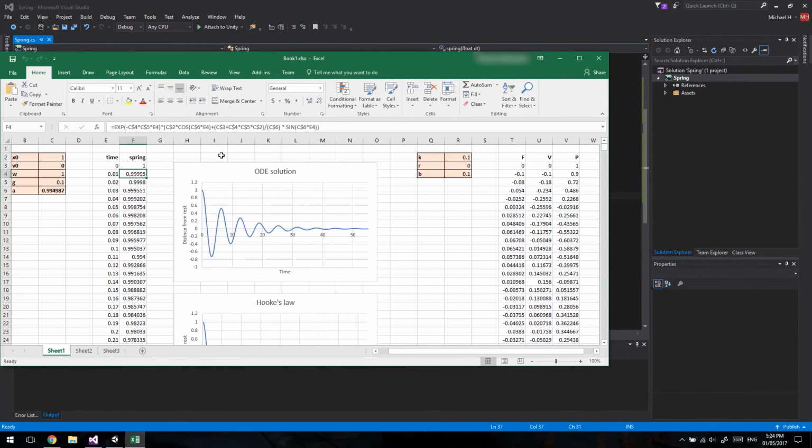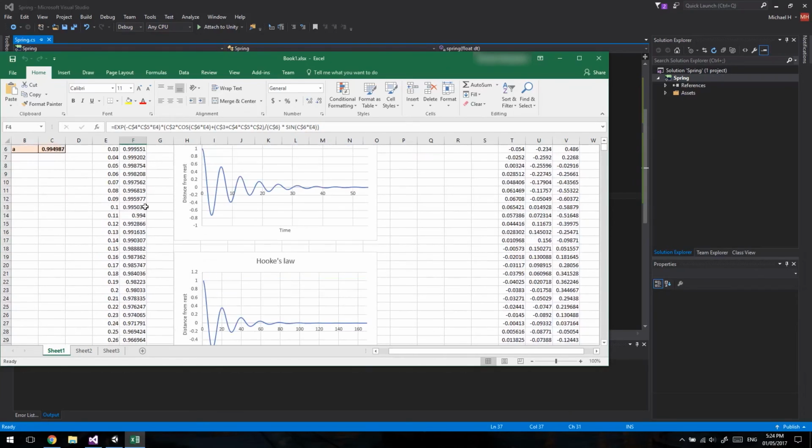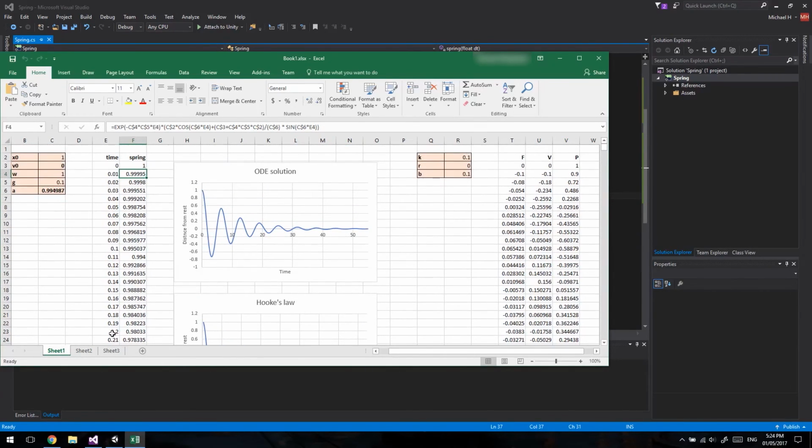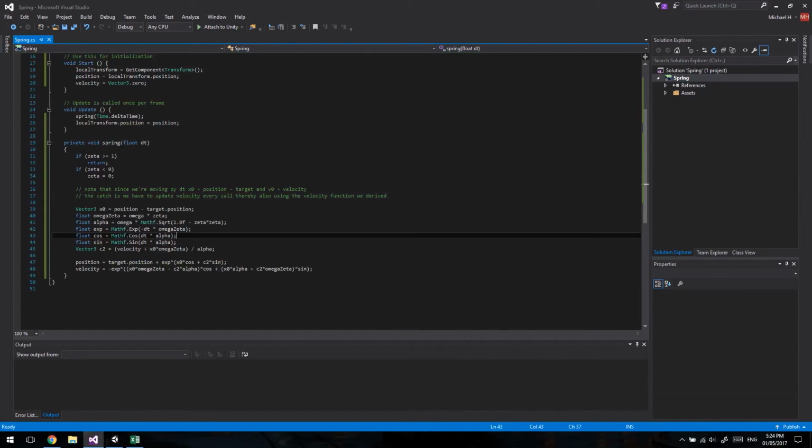When we did it in this, it was purely the x of t function. I did it based on a time value that I could set, but since we're using change in time, we're just going to update those x naughts and v naughts. And remember, the important thing to remember is that x naught is the position minus the target. It's not just the position, it's the difference between position and target.